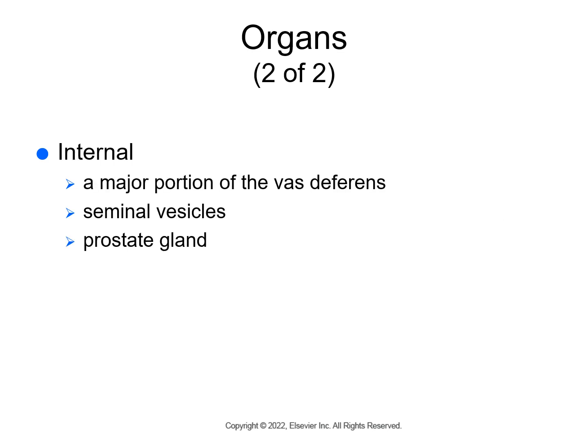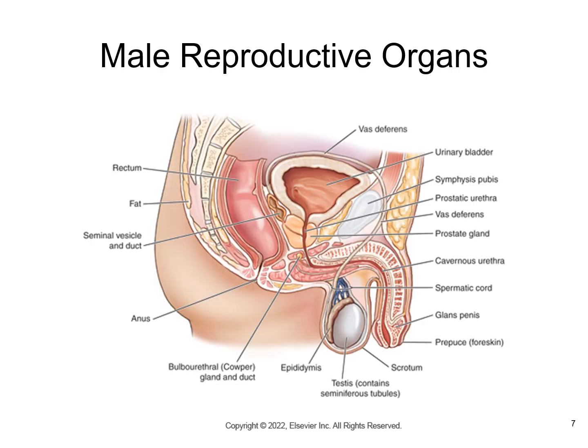In the internal structures of the system is a major portion of the vas deferens, the seminal vesicles, and the prostate gland. Please note that quite often the term prostate is mispronounced with in many cases an R put in the term, and so note that there isn't an R in prostate, so if it is pronounced that way, it is incorrect.